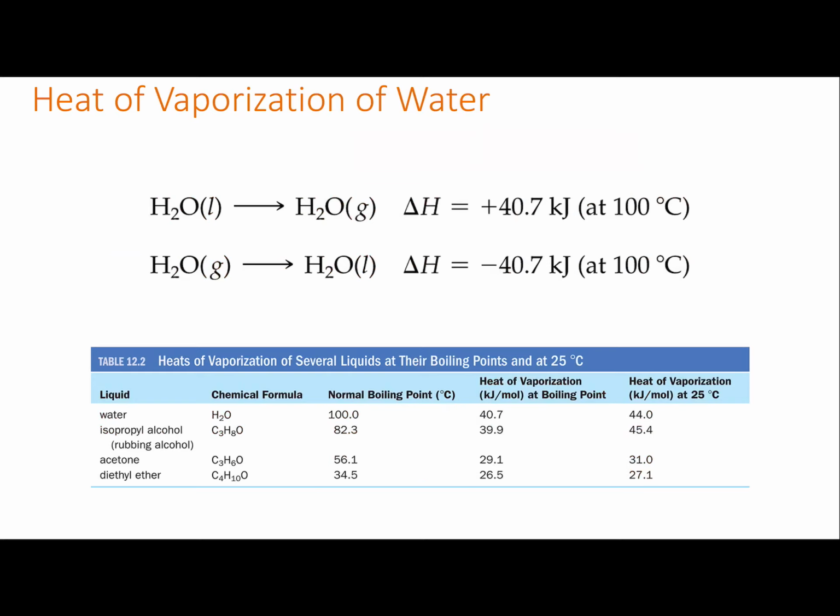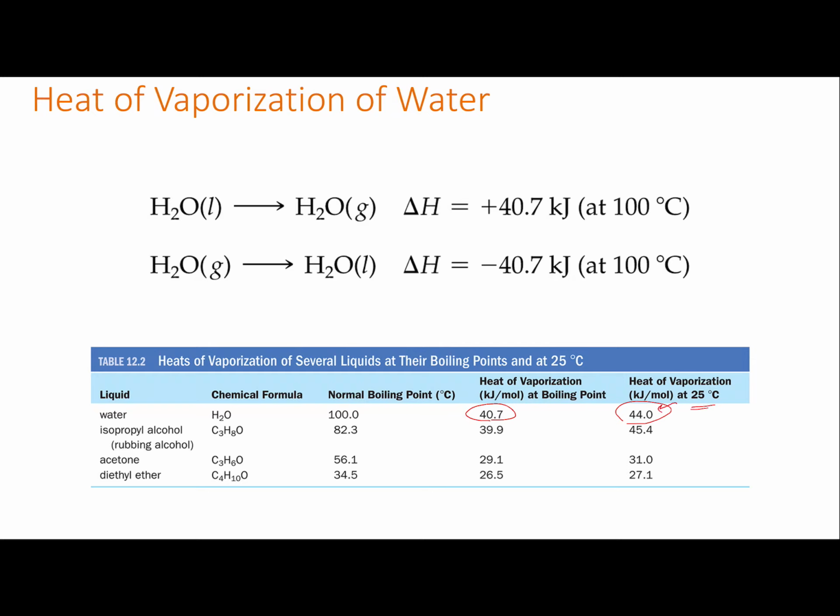Oh, I had those equations written out. So just to give you some comparison, here are some other liquids and some heats of vaporization that you could use. So you can see here water, heat of vaporization at the boiling point, 40.7. It actually does require some energy even at lower temperatures, but you can see it actually requires more energy at a lower temperature.